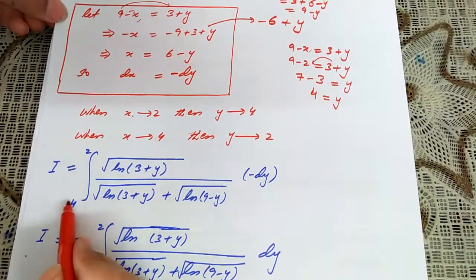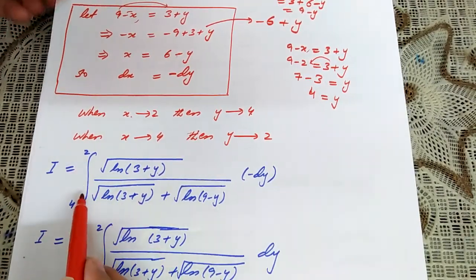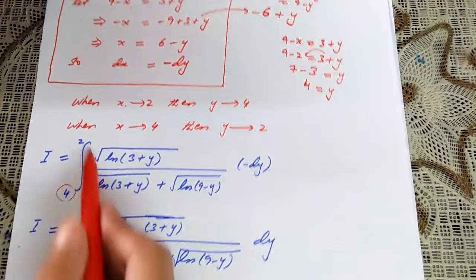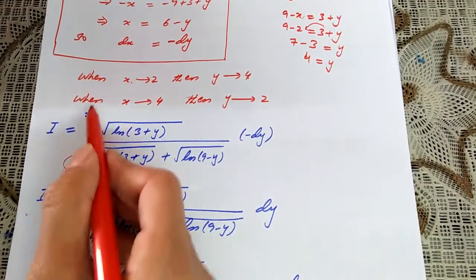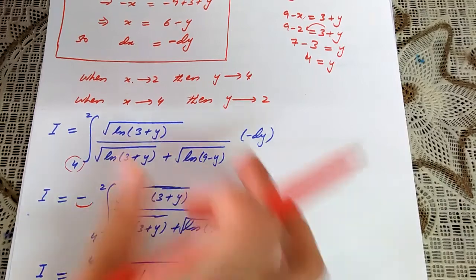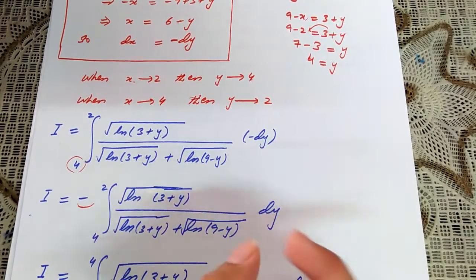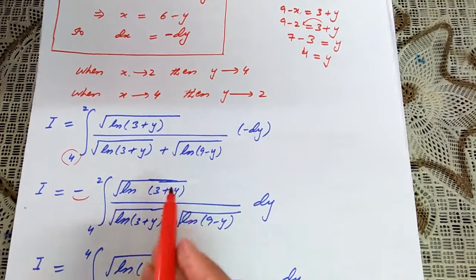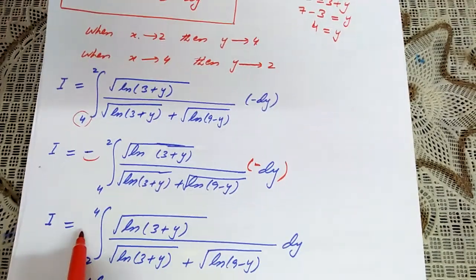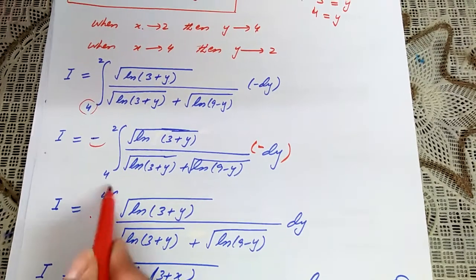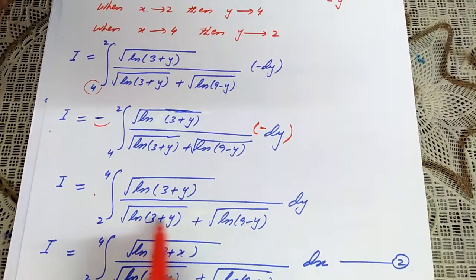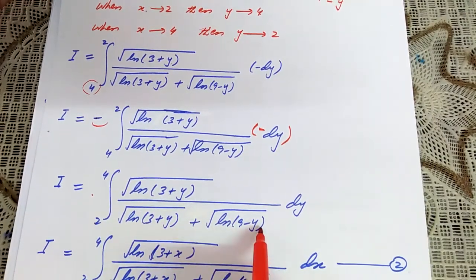Now I can change this limit of integration because the lower limit is greater than the upper limit. So change their places, and if you change their places, you put the negative sign here. The things will remain as they are, and this is the negative dy. Negative and negative will give us the positive. I will get the integration from 2 to 4 of under root ln 3 plus y over under root ln 3 plus y plus under root ln 9 minus y.